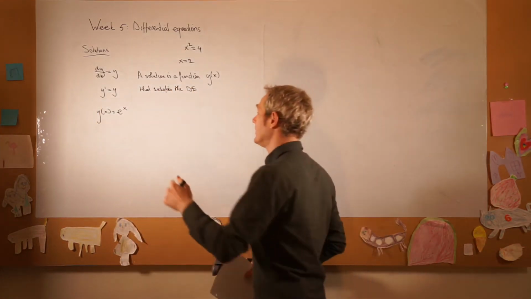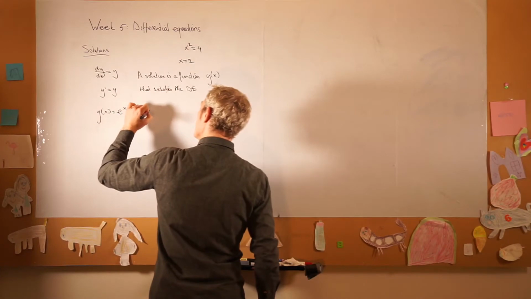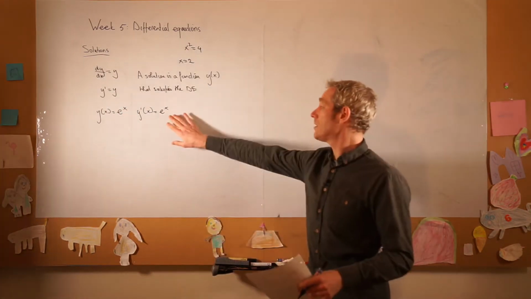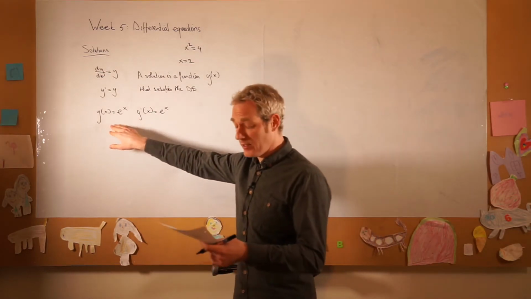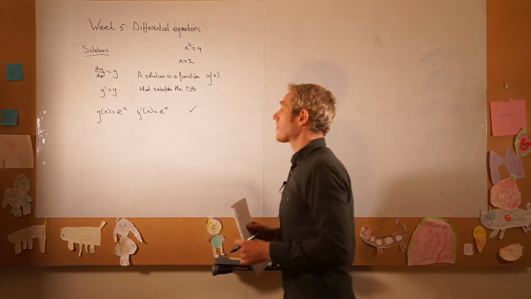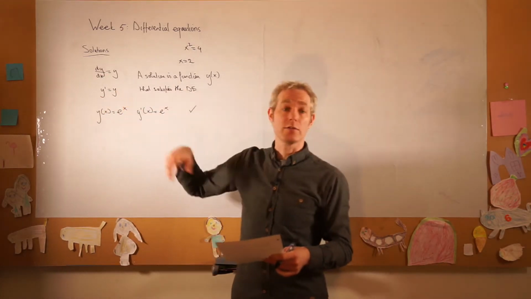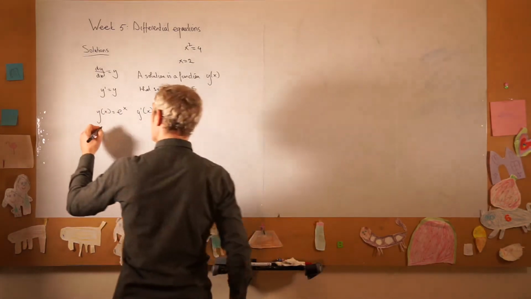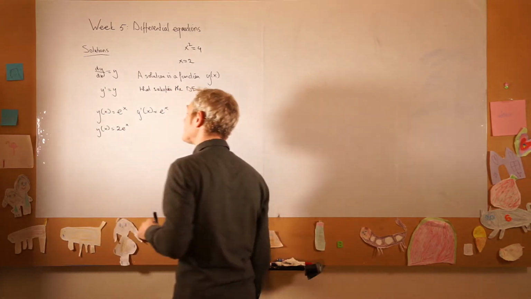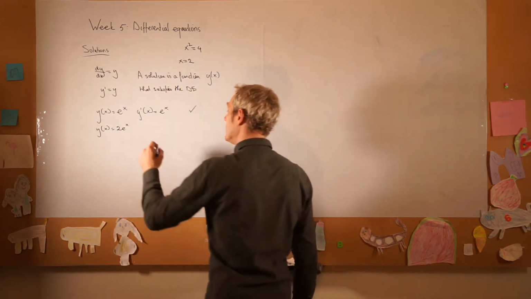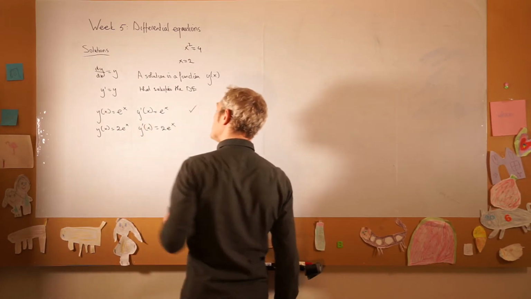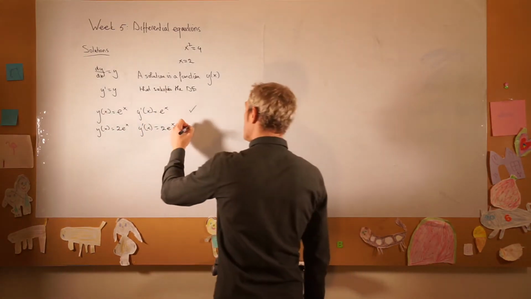If we look at its derivative, we see that the derivative of e to the power of x is e to the power of x, and indeed this function is a solution because the derivative is equal to the function itself. Well, let's have a look at y of x is equal to 2 e to the power of x. The derivative of this function is equal to 2 e to the power of x. So 2 e to the power of x is also a solution.